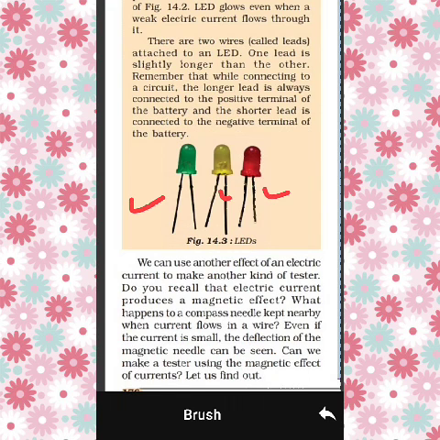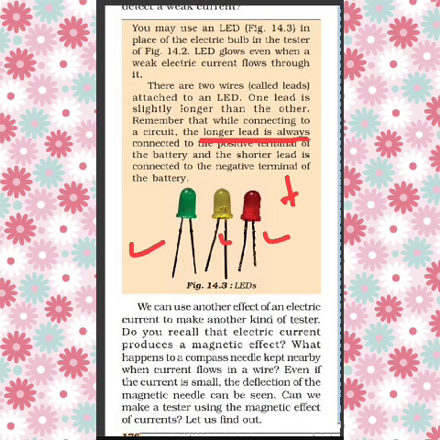So the LED which is slightly longer than the other, while connecting a circuit, the longer lead is always connected to the positive terminal. You must have seen that there are plus and minus written on a battery. That plus and minus symbolizes the ends from where the current is flowing. The longer lead of the LED bulb is always connected to the positive terminal and the shorter end is connected to the negative terminal.